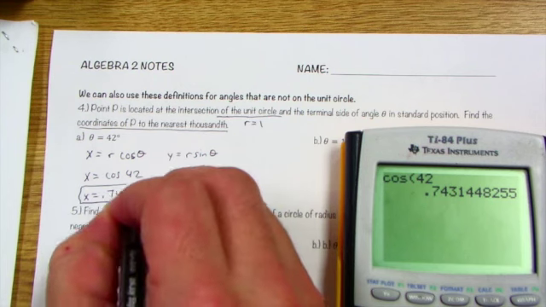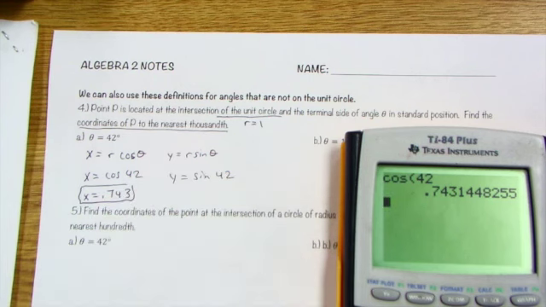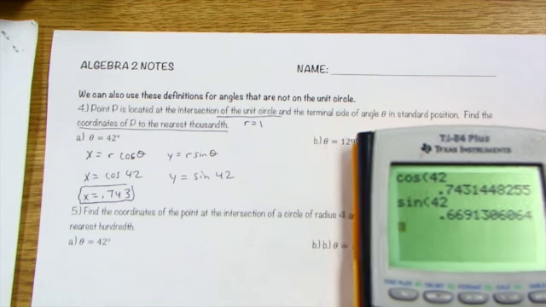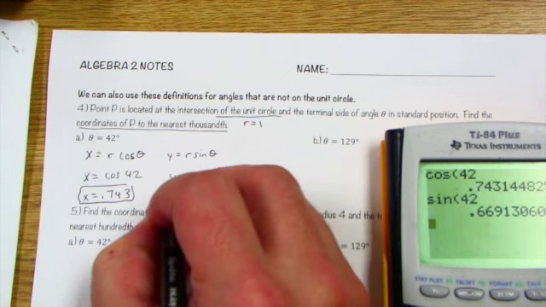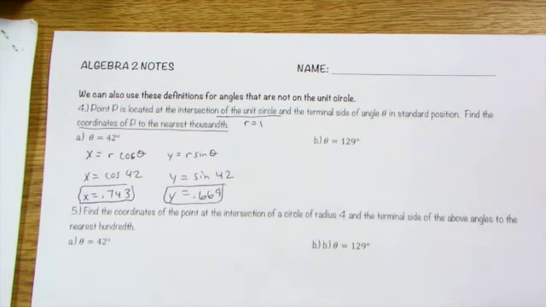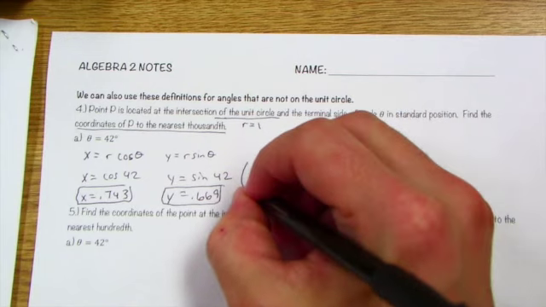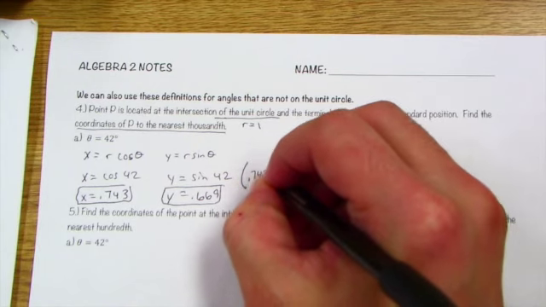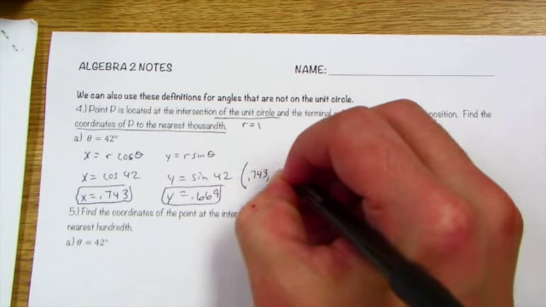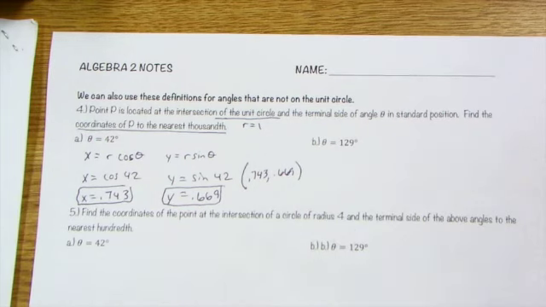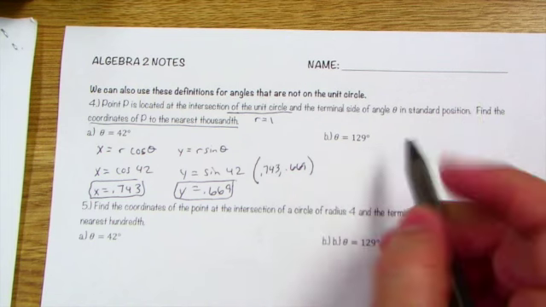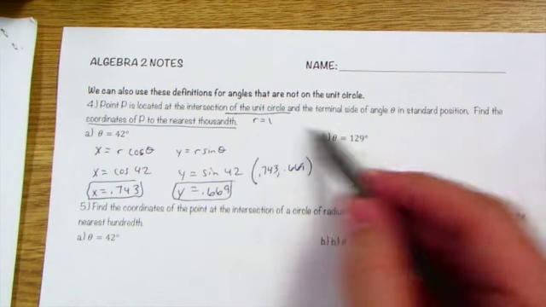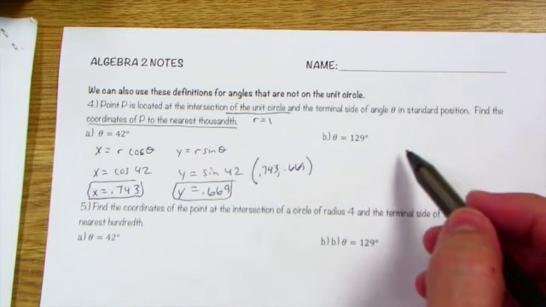So sine of 42 is 0.669. So y equals 0.669, and then all I do is write that as a coordinate. So my coordinate would be 0.743, comma 0.669. Same thing for part B, and I'll let you do B here. It's exactly the same thing. We're assuming our radius is 1, so it's just cosine of 129 and sine of 129.